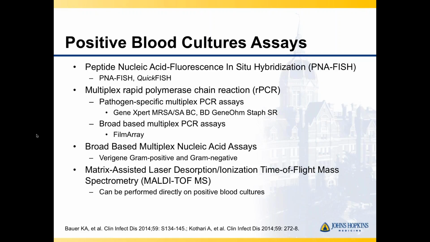There are also multiplex PCRs. Some of them are pathogen specific, so they can, for example, distinguish staph aureus from coag-negative staph, and other ones are broad-based that can identify several pathogens from blood. There are also broad-based multiplex nucleic acid assays, such as Verigene gram-positive and gram-negative panel.